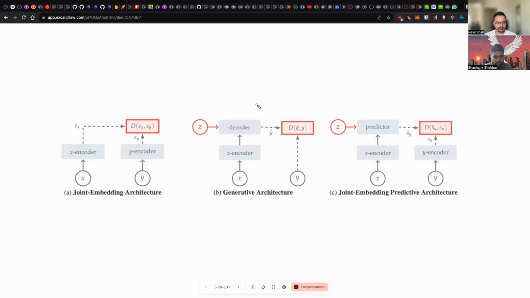Yeah, makes sense. Would you mind going over the generative architecture a little more? I'm pretty familiar with joint embedding, or somewhat familiar, but not super familiar with how generative architecture works. So I didn't quite understand some of that.